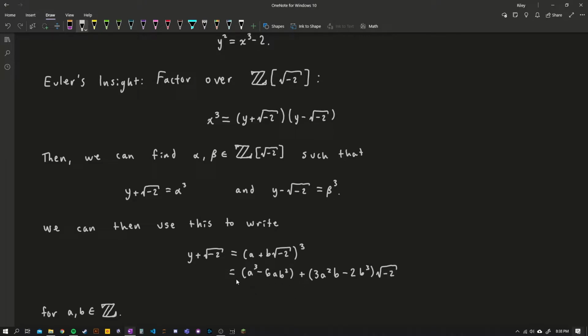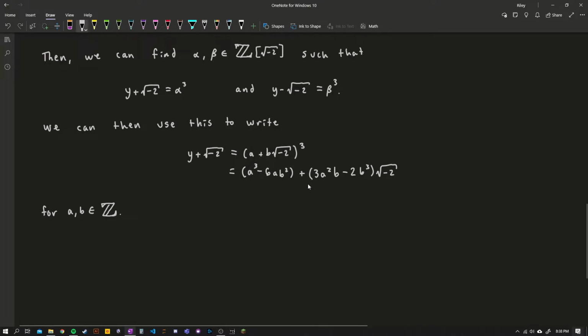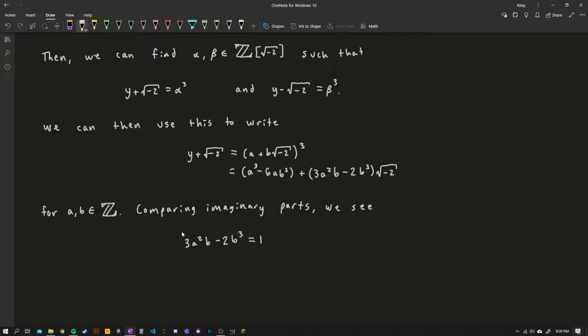From here, if we compare imaginary parts of y plus root minus 2 and this expanded form down here, then we see that this quantity right here, 3a squared b minus 2b cubed, has to be equal to 1. If we factor b out of this side, we get the following. Then from here we can deduce that b is equal to plus or minus 1.